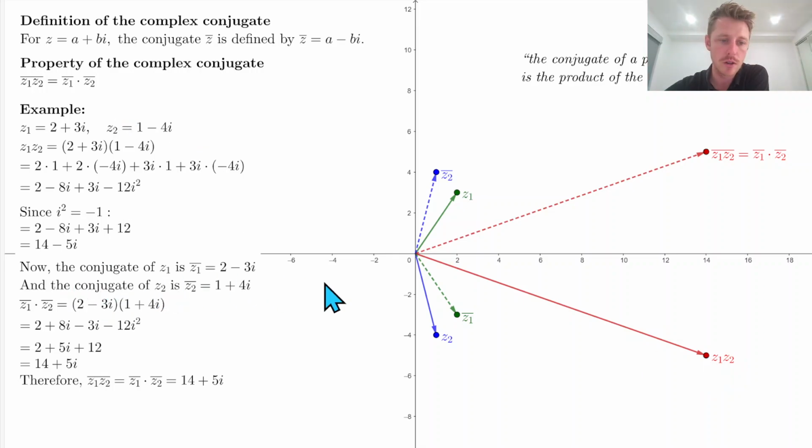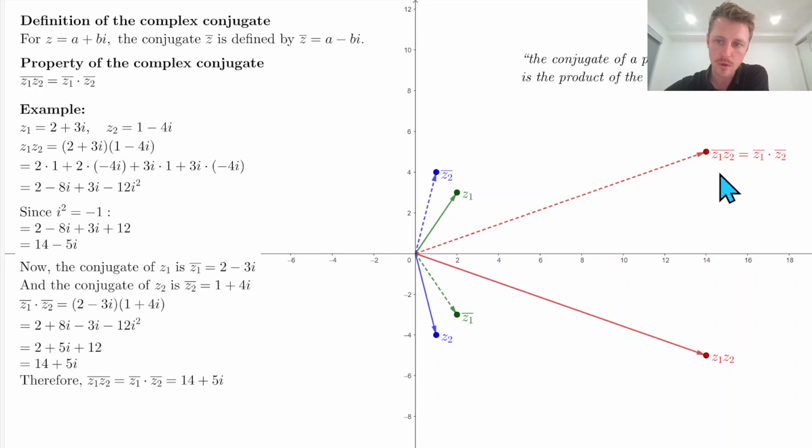The conjugate of Z1 is Z1 bar. So that's this green dashed one down here, which is 2 minus 3i. And the conjugate of Z2 is 1 plus 4i. Okay, multiply them together, doing the same process, you'll get 14 plus 5i. So you'll notice that that's this one up here, 14 plus 5i.